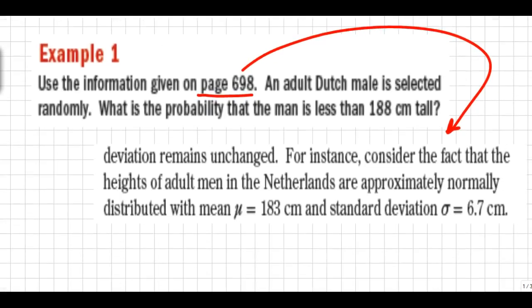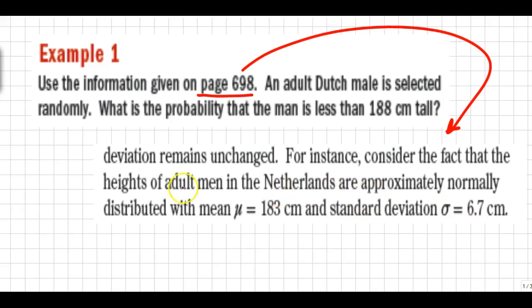This is example 1 in your book. They ask you to refer back to page 698, so I took the information from that page and I put it here for us. An adult Dutch male is selected randomly. What is the probability that the man is less than 188 centimeters tall? We did a question similar to this in a previous lesson, so that's where this data comes from.